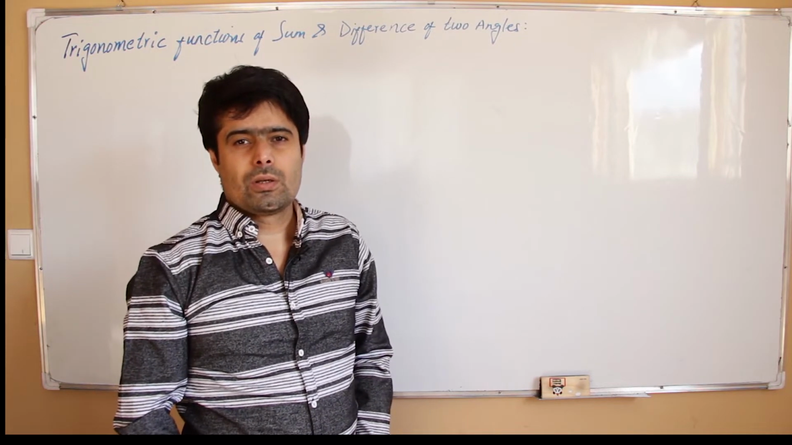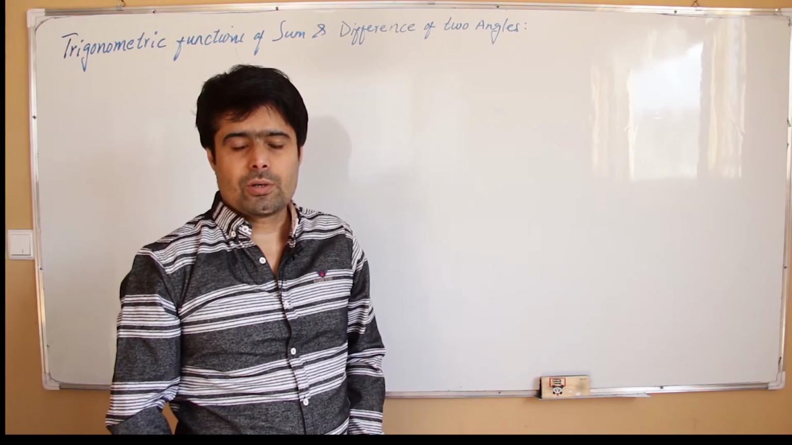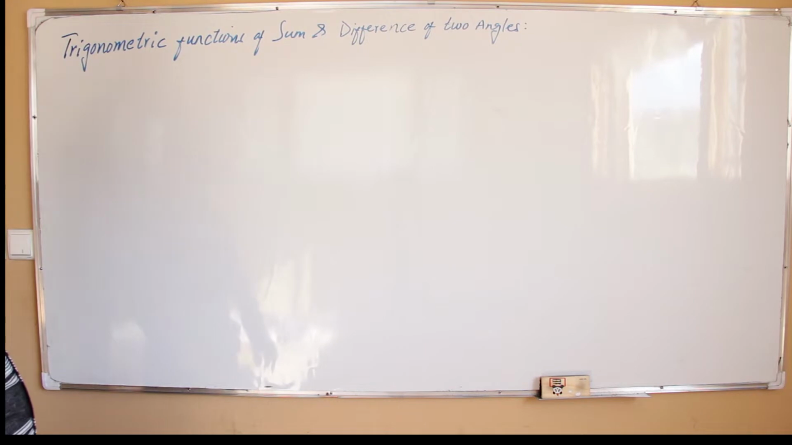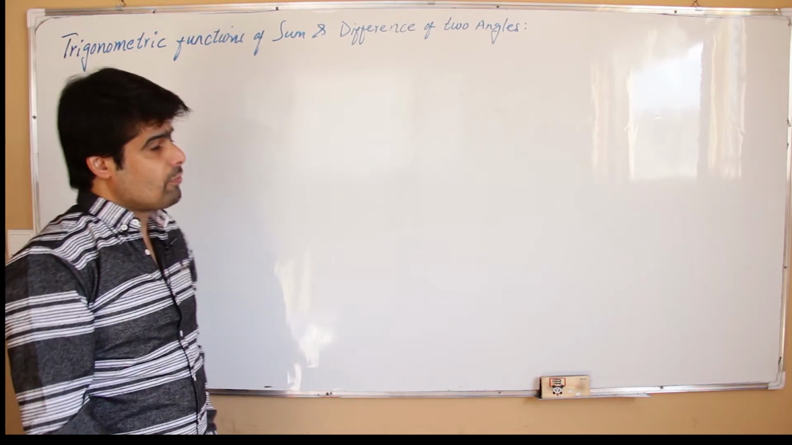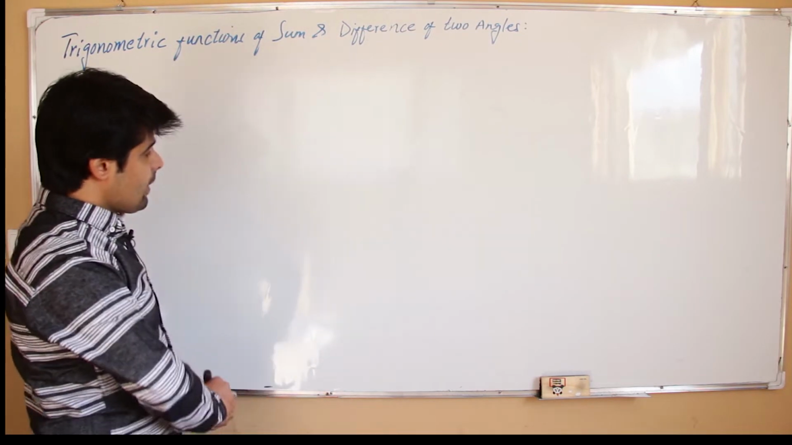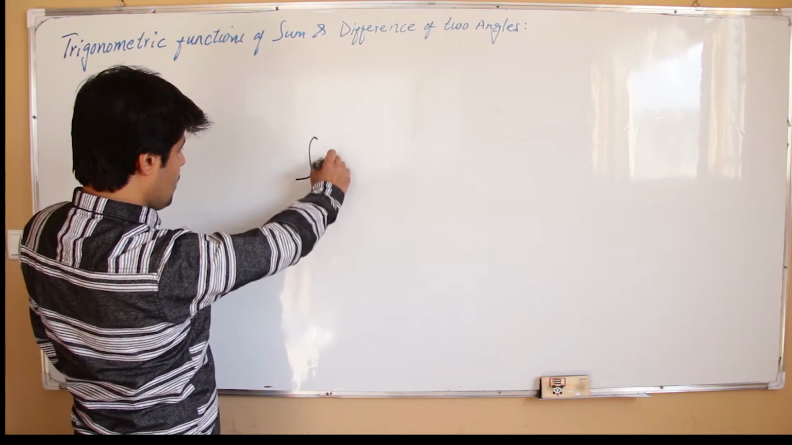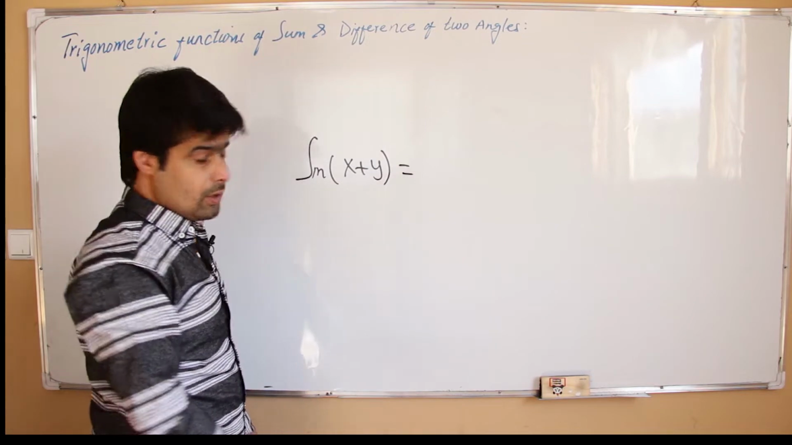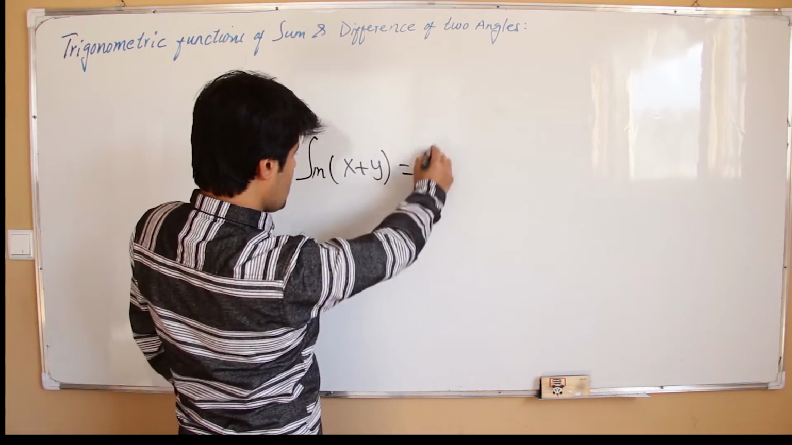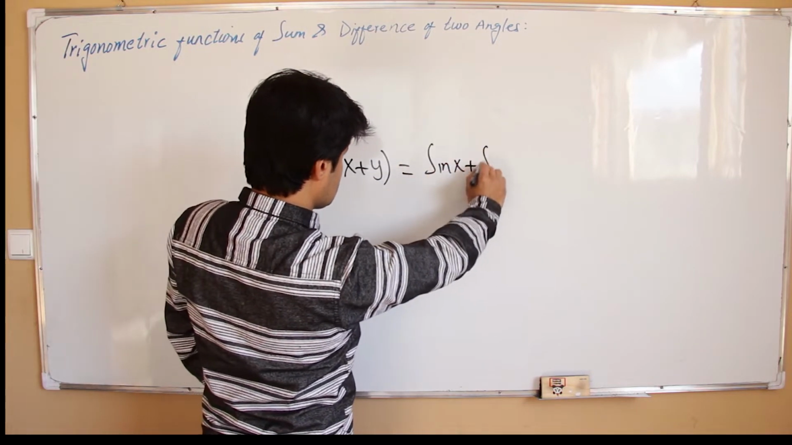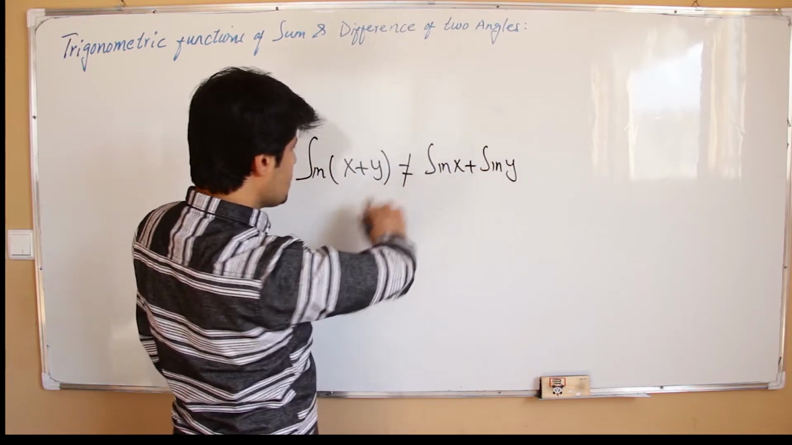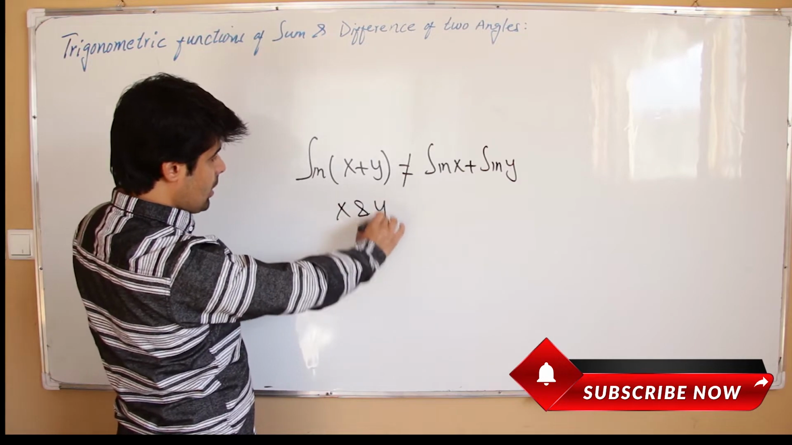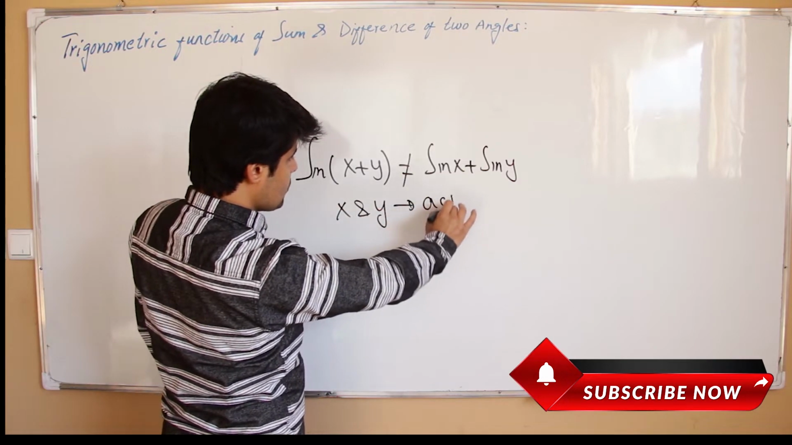Today we will start, inshallah, our third chapter on trigonometry: trigonometric functions of sum and difference of two angles. What do you mean? If I have, for example, sine of x plus y, what is the relation? Can I say that this is equal to sine x plus sine y? Obviously not. By the way, x and y should be acute angles.